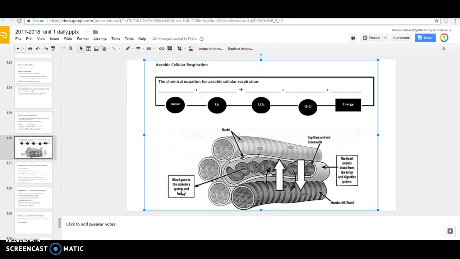And then what happens to the energy? It didn't get taken out. Well, it actually stays in the cell to be used for growth or for daily activities. So the energy doesn't just go away. It doesn't disappear. It's used for growth and repair and different needs.